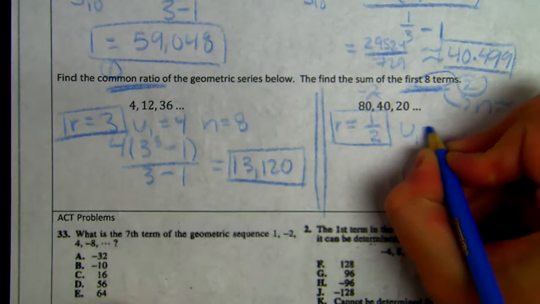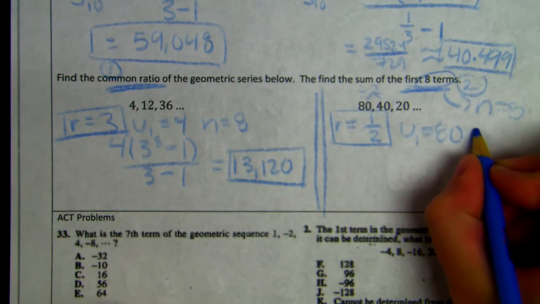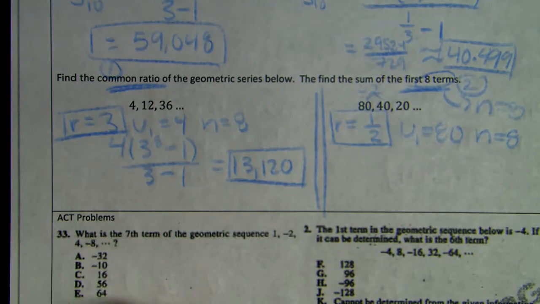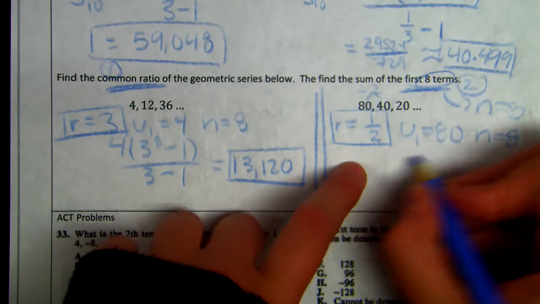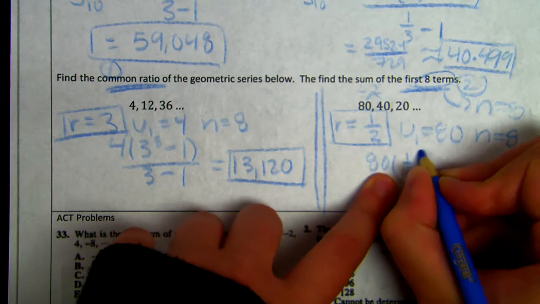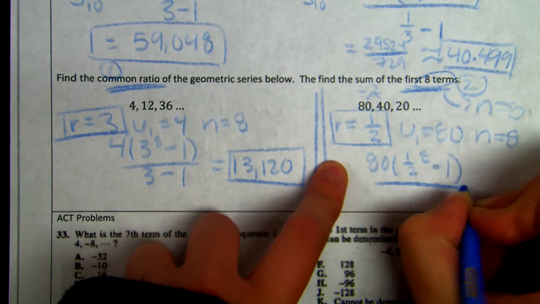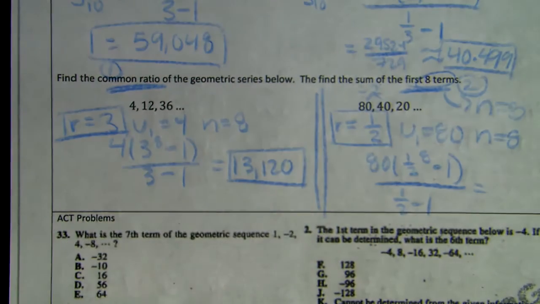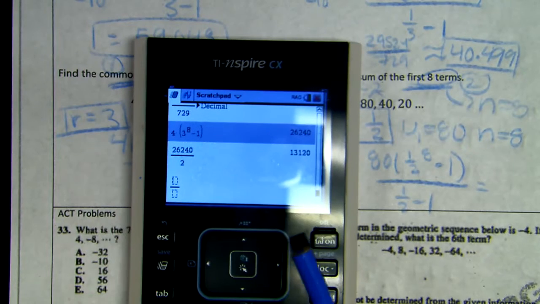I see that my first term is 80, and once again, I'm finding the sum of the first 8 terms because that's what it tells me in my direction. So I'm going to take u1, which is 80, times 1/2 to the n, which is 8, minus 1 over r, which is 1/2 minus 1. I'm going to type that into my calculator. I'll put it up here so you guys can see, just in case you want to practice.